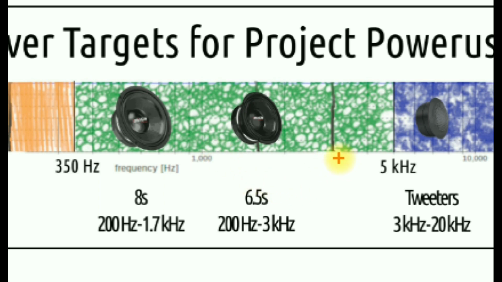So then the final acoustic crossover target is 3 kilohertz, which would be, we're encouraging that to happen with the top end of the 6.5s and the bottom end of the tweeters.